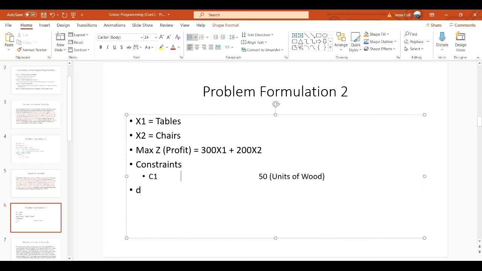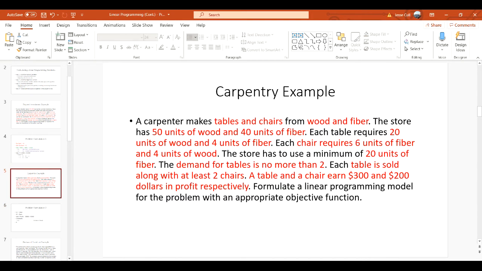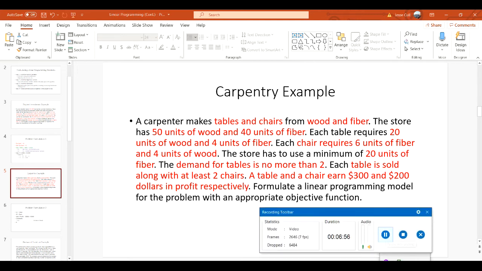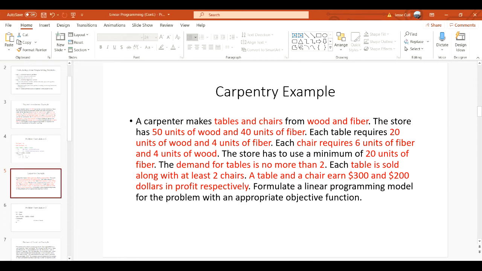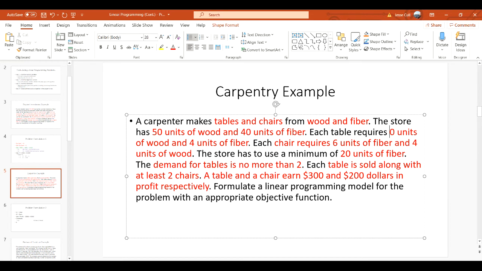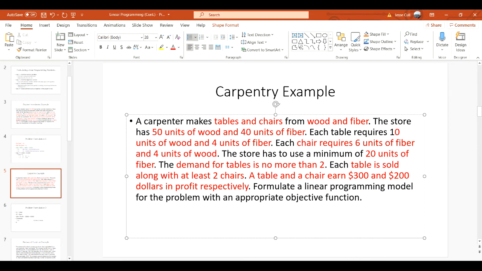Now, let's go back to our question. And we see each table is 20 units of wood. And each chair is 4 units of wood. And I paused my recording because, again, I think I made a mistake, and I did. It's only 10 units of wood. That doesn't affect anything yet. So each table requires 10 units of wood. Let's highlight that one. And each chair is 4 units of wood.